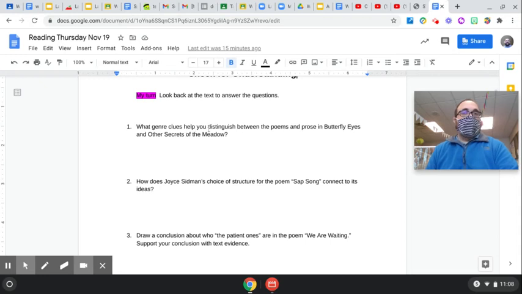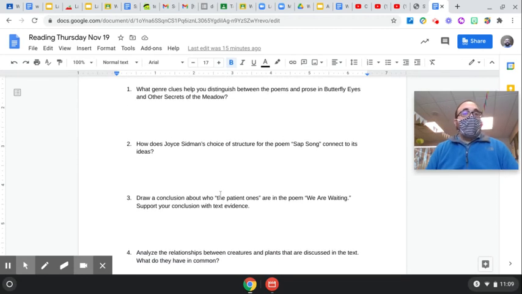What genre clues help you distinguish between the poems and prose in Butterfly Eyes and Other Secrets of the Meadows? So, how are we going to find this out? Well, we are going to take our books and flip back to the pages and find our answer. Now, if you have a little trouble figuring out the answer, remember, as we read, we do those close read notes, right? That is where you can find some help for figuring out that information. And you should be doing the close read notes as you read. You have a highlighter or a marker and you're going through and doing those.